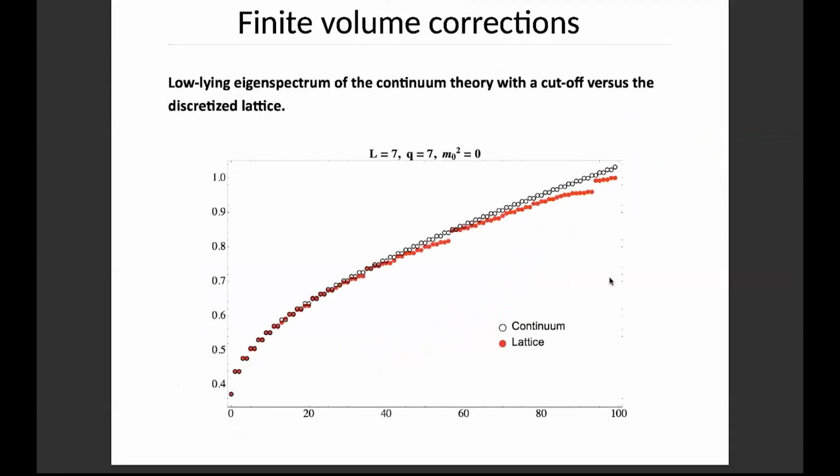Okay. Of course, we can also do our due diligence when we're dealing with a lattice. We have a finite volume, so we can look at the finite volume corrections. How we typically do this is we look at what's called the low-lying eigenspectrum. We just look at the first several eigenvalues and make sure the lattice theory looks correct compared to the continuum theory. You can actually solve for the continuum theory with a cutoff and then look at it versus the discretized lattice, and you find that the low-lying eigenspectrum is very close, right? So all these eigenvalues, especially below 20, are almost bang on.